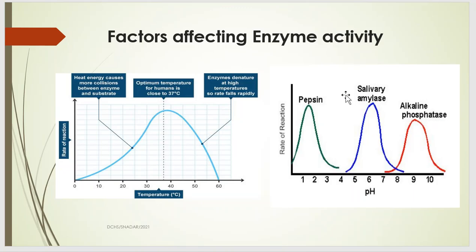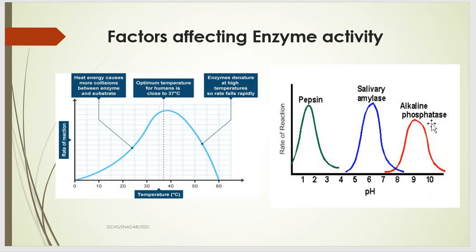Salivary amylase works really well around the neutral pH, which is around 6.8 or 7. As I mentioned earlier, salivary amylase works inside our mouth, which has a neutral pH. And pepsin, which is a digestive enzyme in our stomach, works great at around 2. Stomach acid keeps the stomach pretty much acidic, and you can see that it works really well at this particular pH.